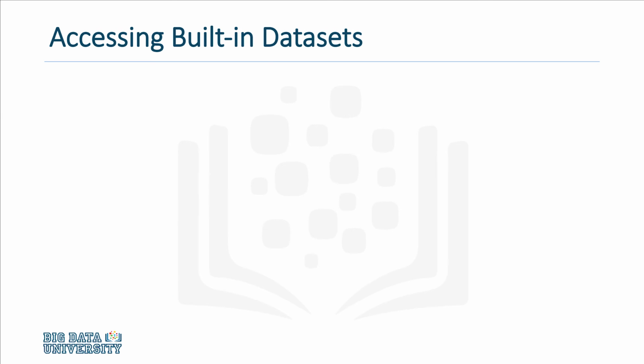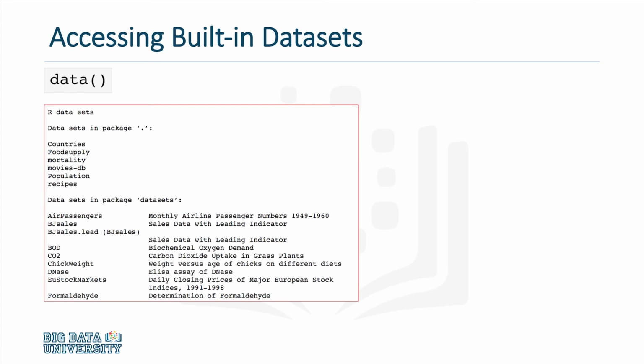We've been working with data that we read in from a file, but R actually provides a number of built-in datasets that we can use. To see the available datasets, all we need to do is call the data function. The output returns all the datasets, each with a small description included. Everything in the datasets package is built in.